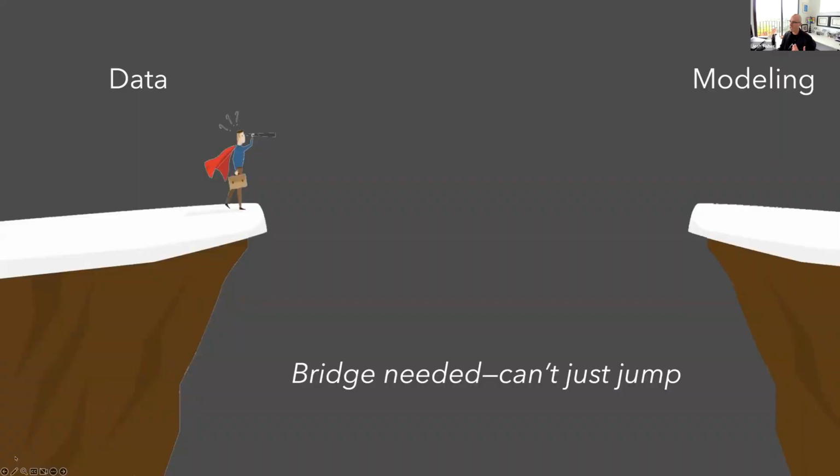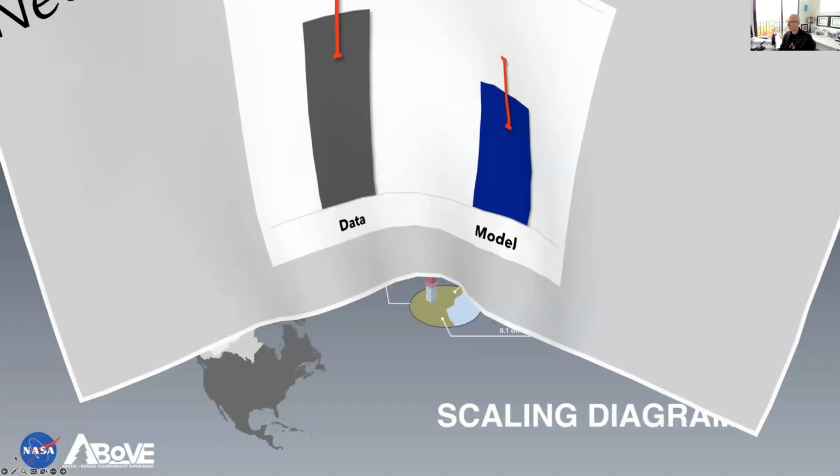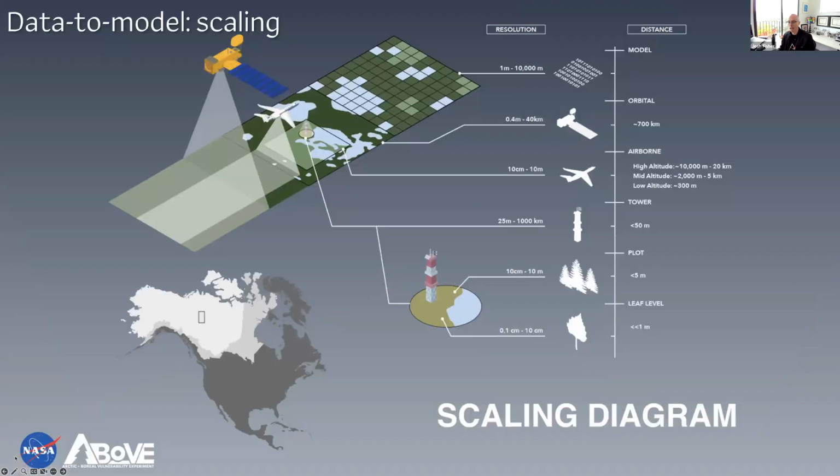So this is the big question: how do we go from data to modeling? It's not so easy. We need uncertainties, right? If there are huge uncertainties on the models, but there are huge uncertainties on the data, they don't necessarily help. We need to understand scaling. How do we scale these point measurements, these flux measurements, to grids, half-degree grids or 25-kilometer grids of these models? And that's a big question we've had.